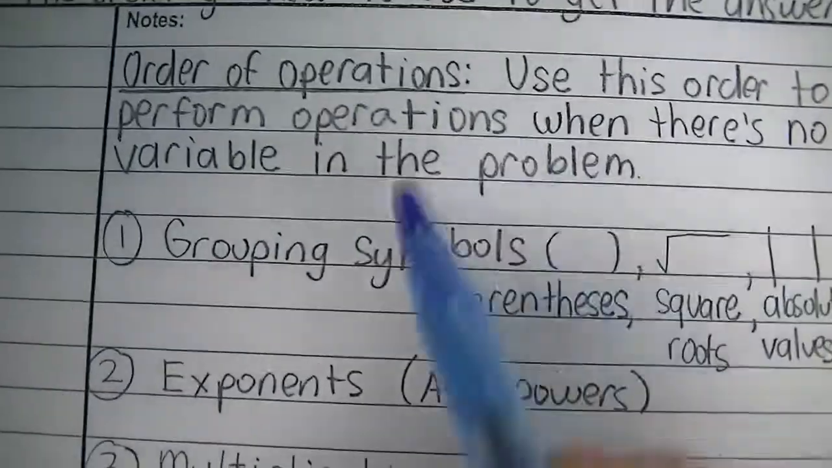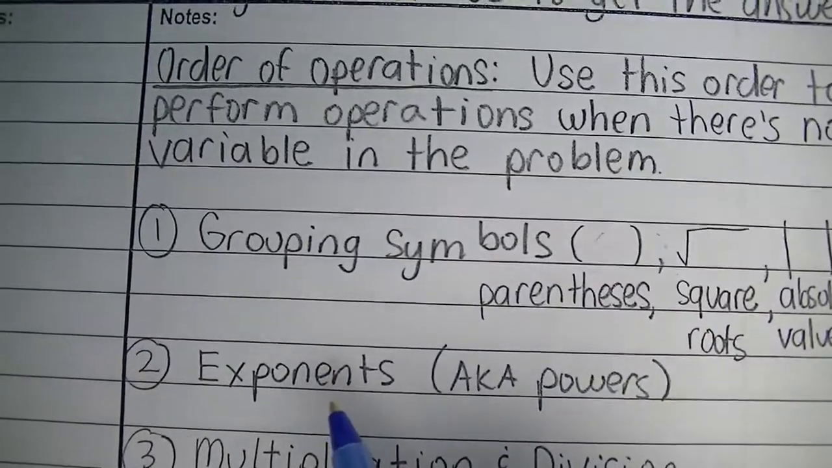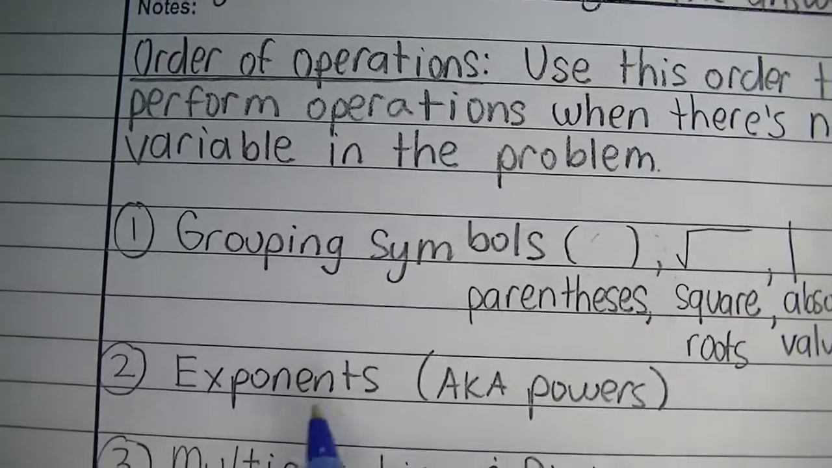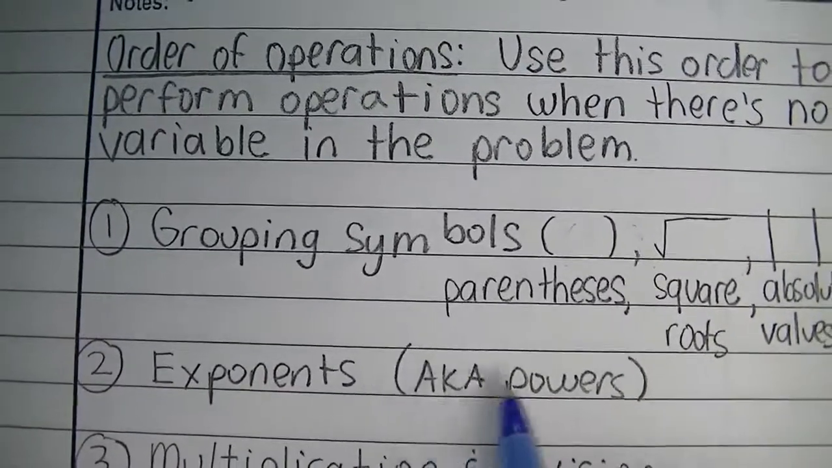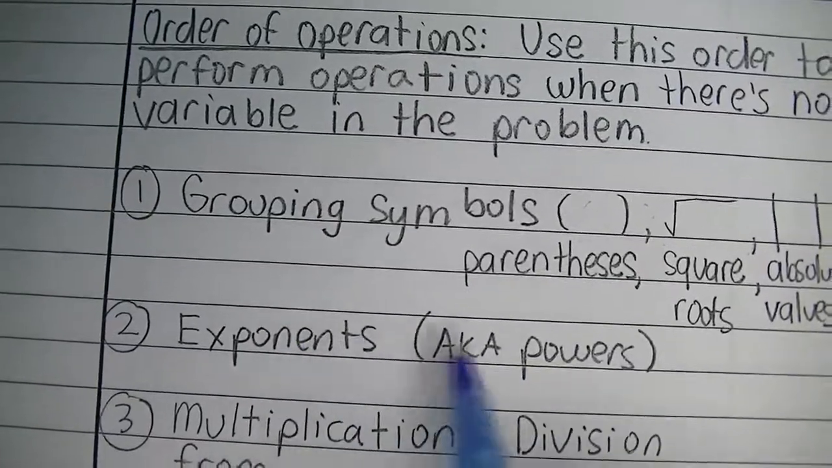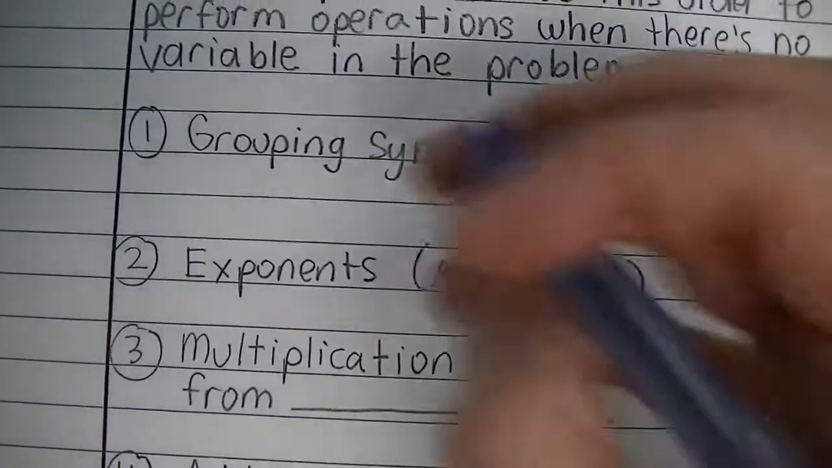Then after you've done grouping symbols, you're going to move on to exponents. Now, if there were no grouping symbols at all, then you'd move on to exponents first, okay? Exponents are also known as powers. Then after that, or if there's none of those, then you'd move on to multiplication and division from left to right.